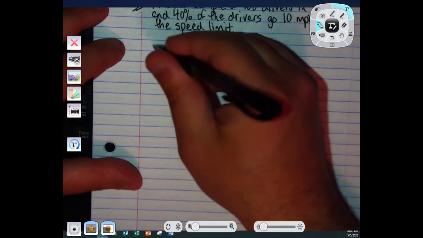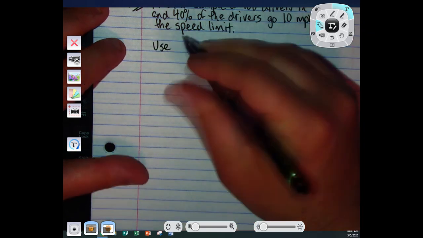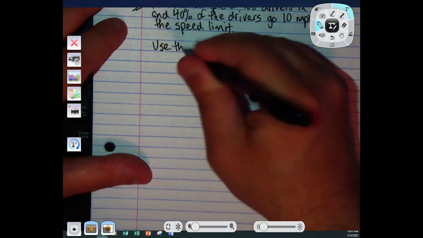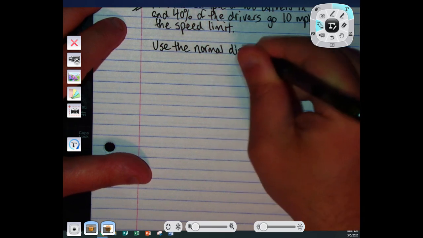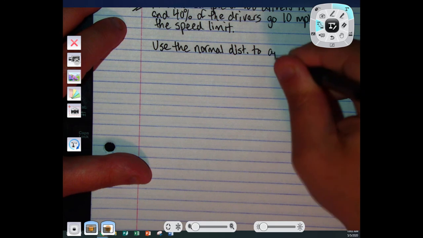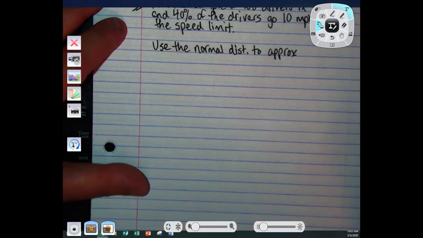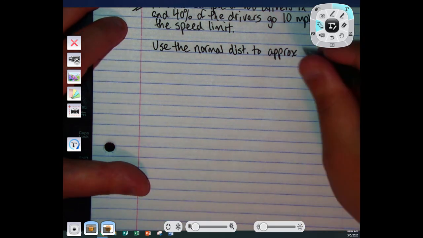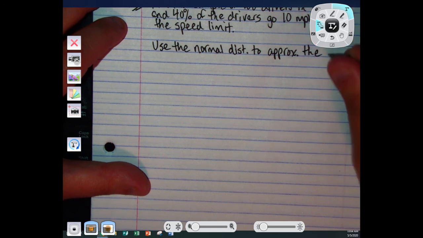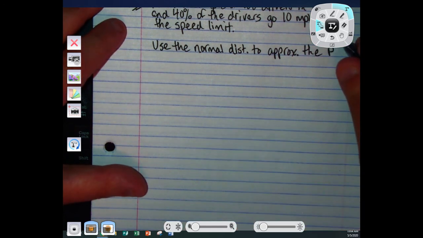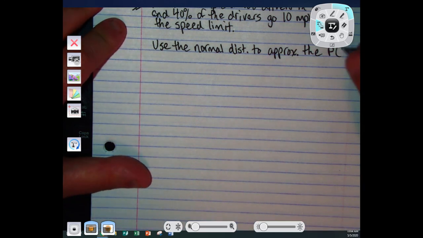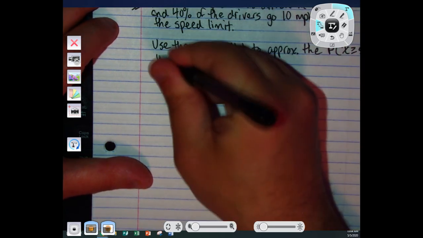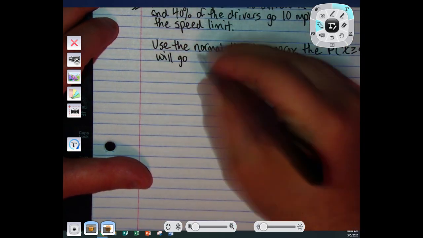So here they could say use the normal distribution to approximate the probability of at least 50 drivers. So at least means x is greater than or equal to 50 will go 10 miles an hour over the speed limit.